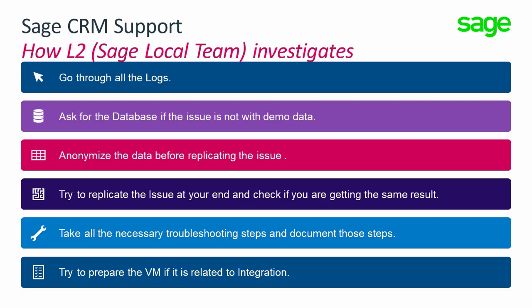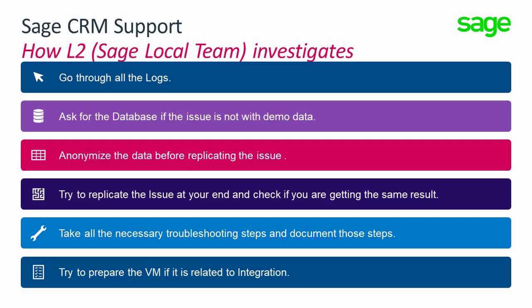If they think it's not with the demo data, then always ask for the database. A good practice is to anonymize the data, because sometimes the data is confidential or the customer is not ready to give the database. Then you could try to convince them to run an anonymized script so that the data can be anonymized and we can try to replicate, if the data is complicated or confidential.